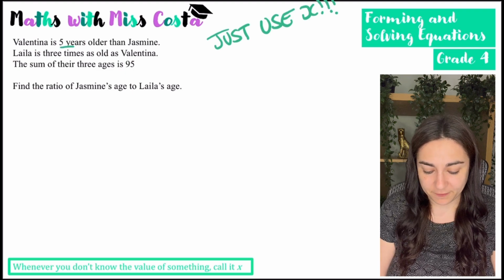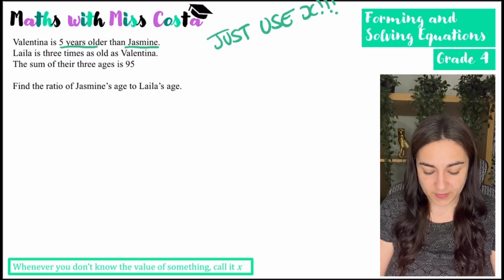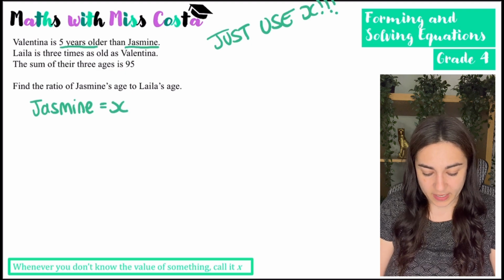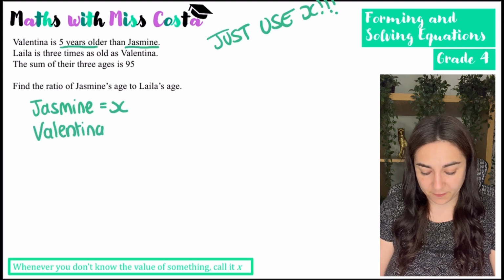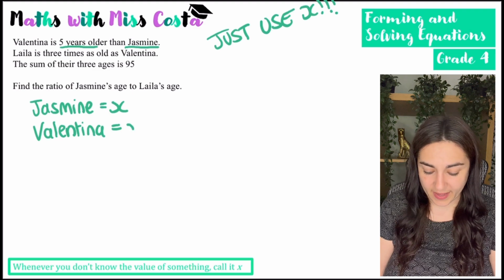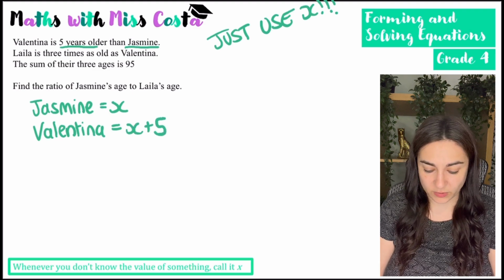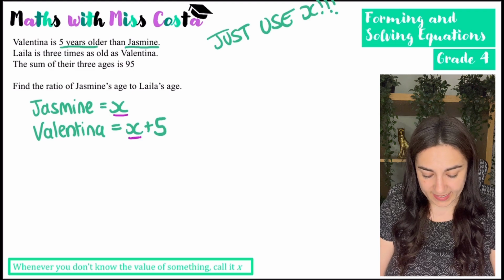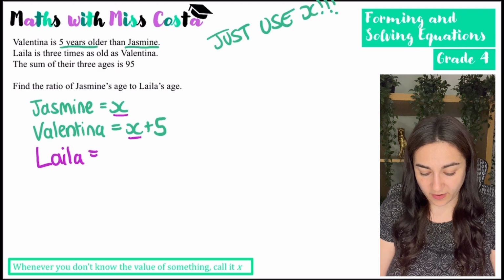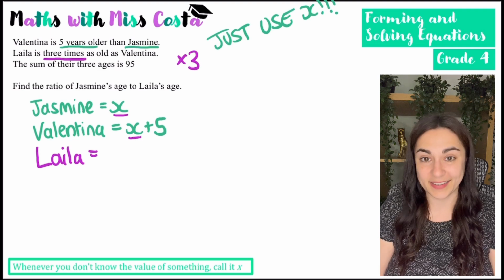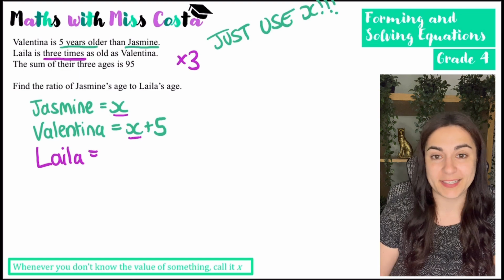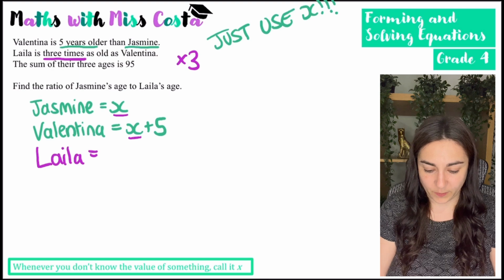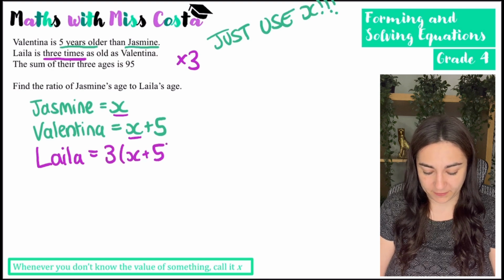So I know that Valentina is 5 years older than Jasmine. I don't know how old Jasmine is, so I can just call her age x. I know that Valentina is 5 years older than her, so I could write that as x plus 5, because however old Jasmine is, Valentina is 5 years older than that. Then I'm told that Layla is 3 times as old, so whatever Valentina is, times by 3. And whenever we're forming an expression with algebra, if there's more than one term being multiplied, we put it in brackets. So that would be 3 lots of x plus 5.